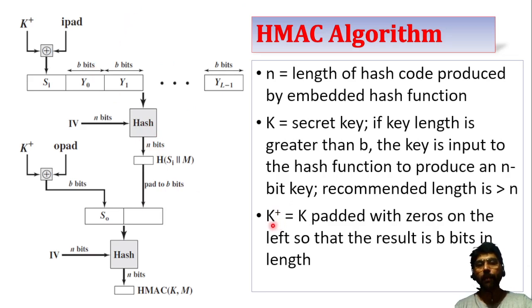Now what is the meaning of k plus? If the length of the key is less than b bits, what happens? On the left-hand side of this key, some zeros are appended to make it b number of bits. Your key length should be b number of bits. So if the key length is less than b bits, additional zeros are added at the left side. K plus is also the key, made by adding zeros at the left-hand side.